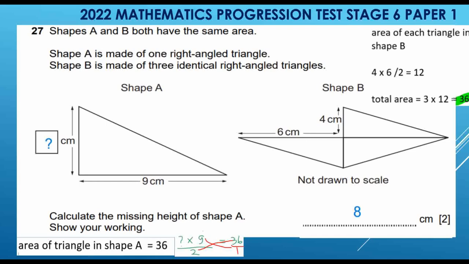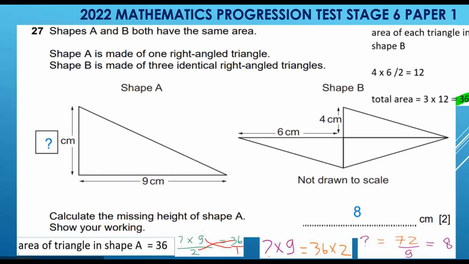So now we got the height times 9 equals 36 times 2, so it equals 72. Now to find the height, it is 72 divided by 9. 72 divided by 9 is 8, so that's our answer.